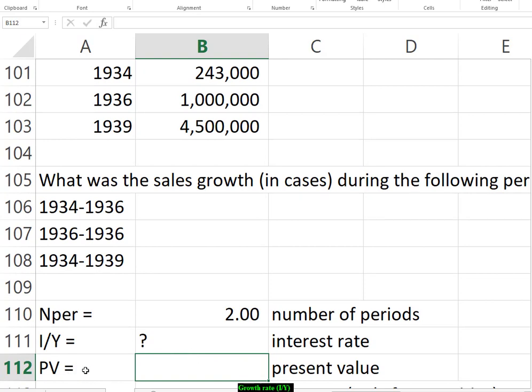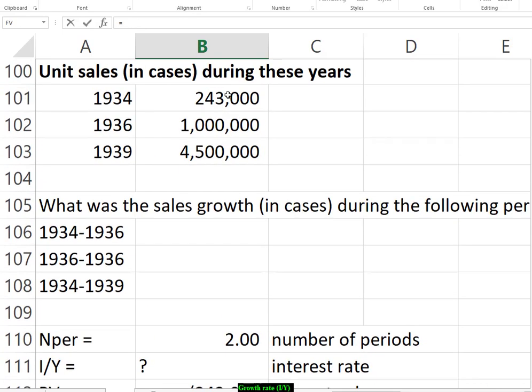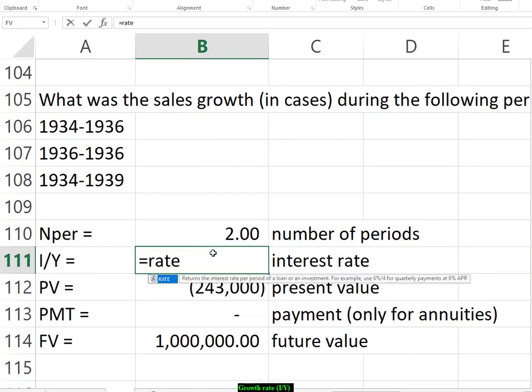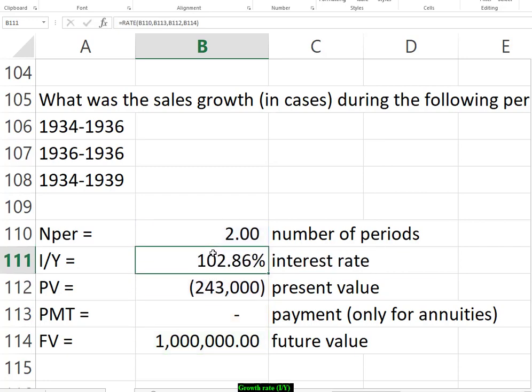What we do know is that we begin with this number of cases, so we can put that as a negative value. And then we go all the way to 1936. We treat this as a lump sum. So we go all the way to 1936 as our future value, and then we solve for rate. And then time, no payment, even though there's nothing, you have to put the zero value there. And we assume it's a lump sum, so there's no need for the rest.